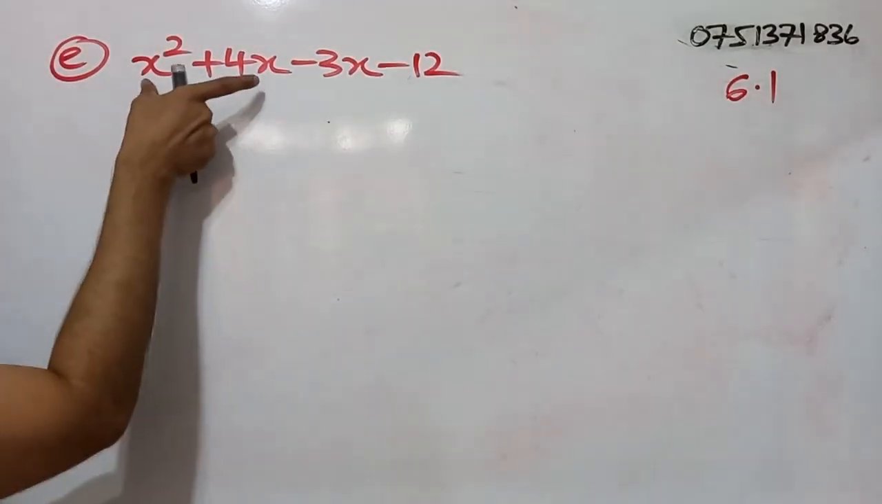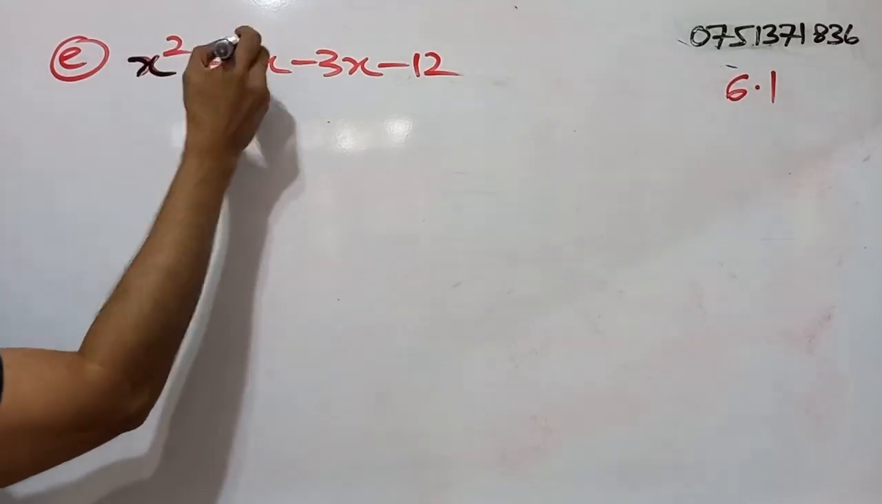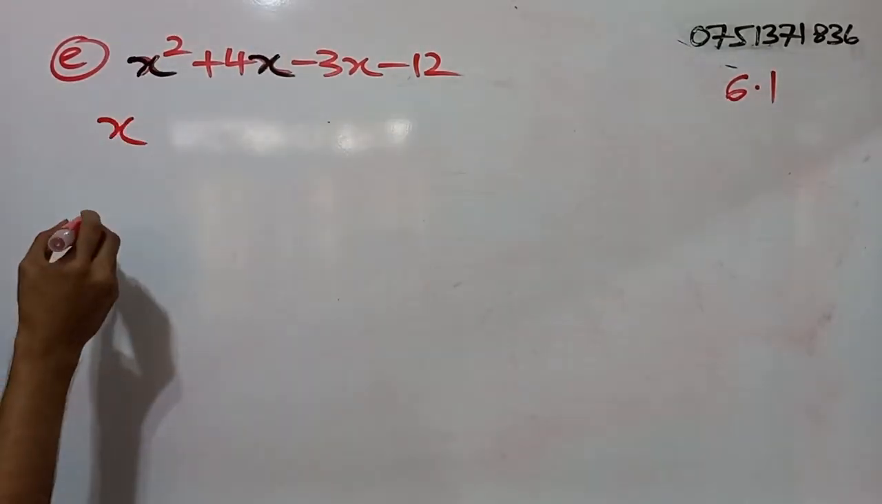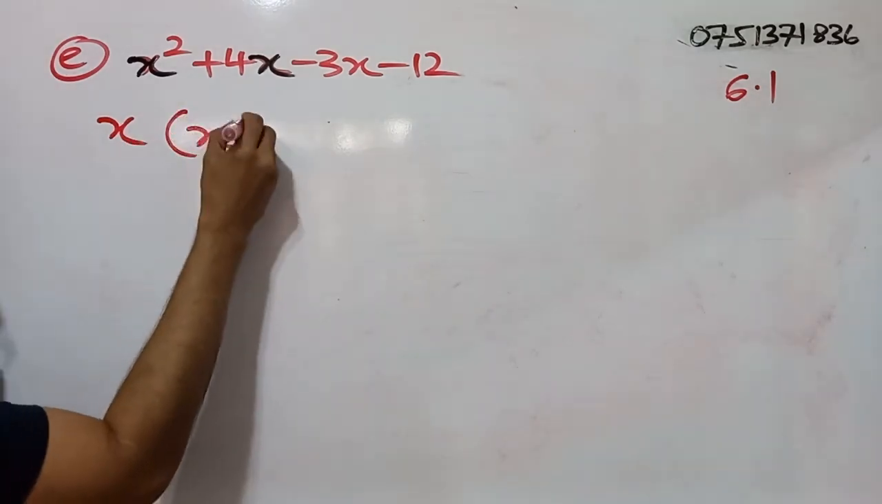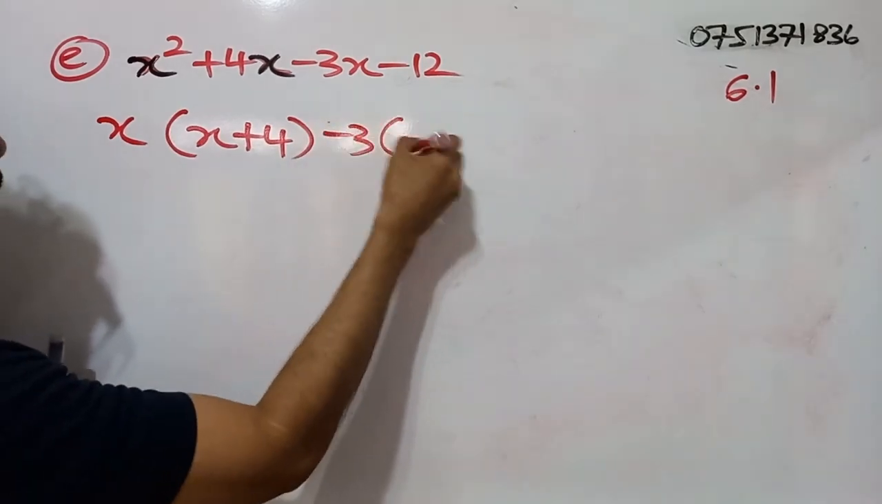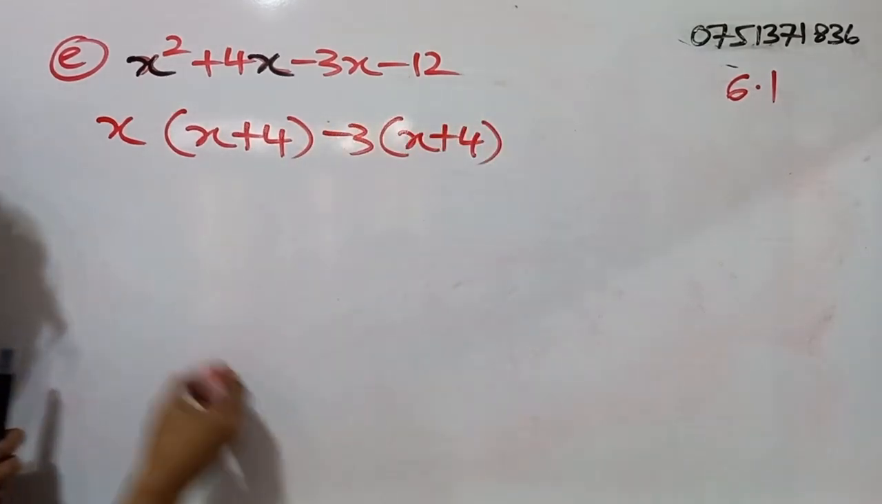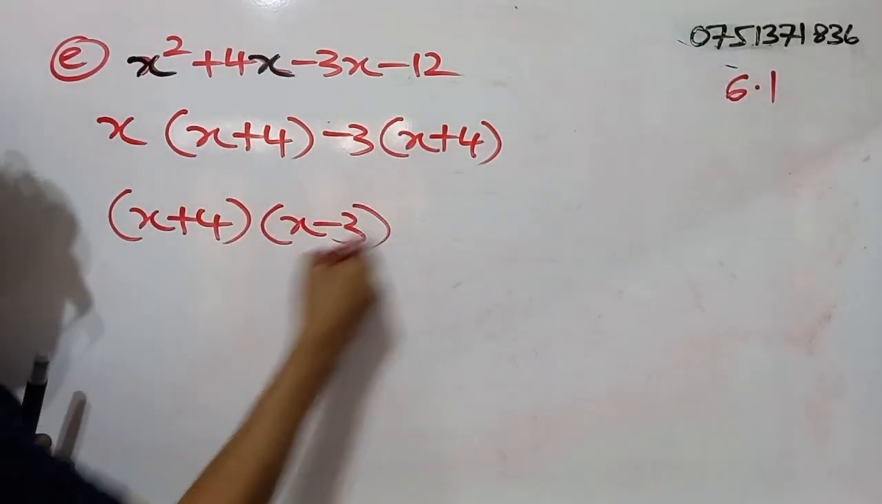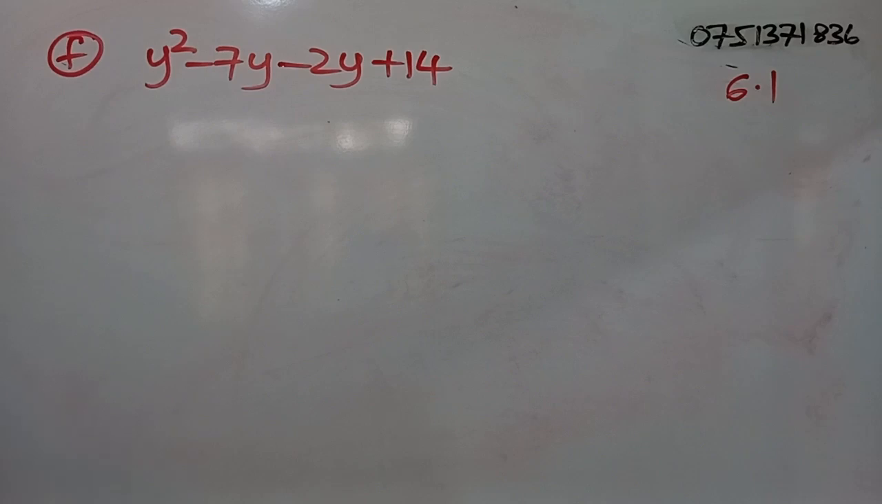Okay, so when we consider these two terms, x is common, so we can take x as a factor, so what goes inside? X plus 4. When we consider these two terms, negative 3, what goes inside? X plus 4. So x plus 4, x minus 3. That is the answer. Right.